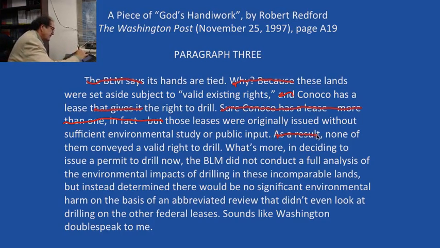As a result, we saw that was an argument marker, going to be replaced by a dot pyramid like the others. None of them conveyed a valid right to drill. What's more, another argument marker, so it's going to get replaced by a dot pyramid. In deciding to issue a permit to drill now, the BLM did not conduct a full analysis, blah, blah, blah, but instead, that's going to be discounting terms, and that's going to be important for understanding what the sentences are doing, but it's not going to get repeated in the premise when we put it in standard form. They determined there would be no significant impact on the basis of an abbreviated review that didn't even look at drilling on the other federal leases.